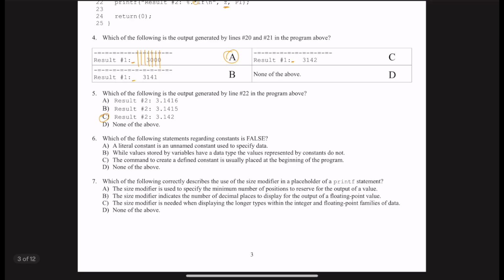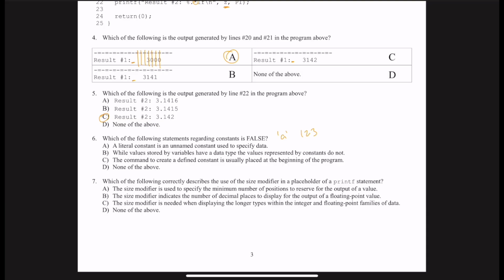Question number 6. Which of the following statements regarding constants is false? A. A literal constant is an unnamed constant used to specify data. This is true. So a literal constant can be A. It can be 123. Right? These don't have names. They're just values we hard-coded, essentially into the code. We type them out. They're not stored in a variable.